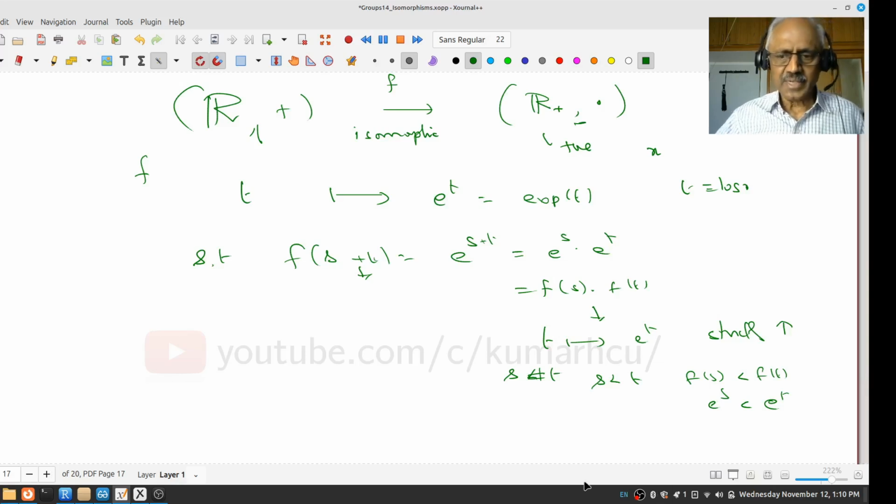Now again you see that they look very different. On the domain we have an additive notation, and the set is all real numbers. Whereas in the codomain, the second group is only positive reals, and the binary operation is multiplication. You can see they are disguises of each other.